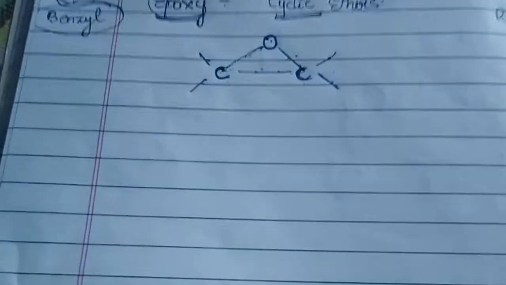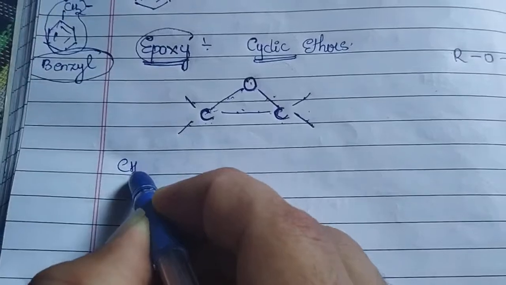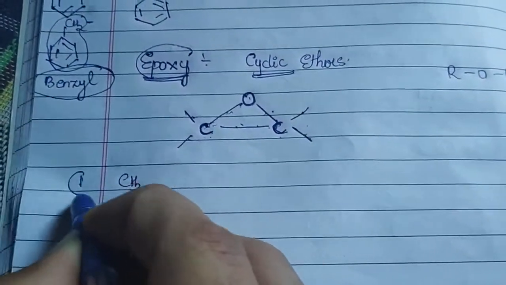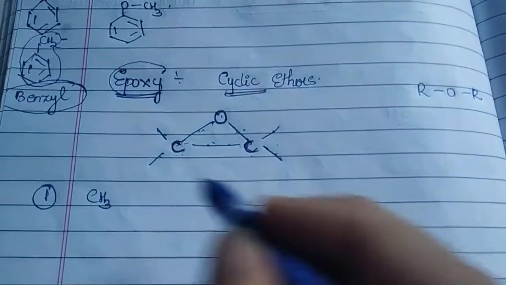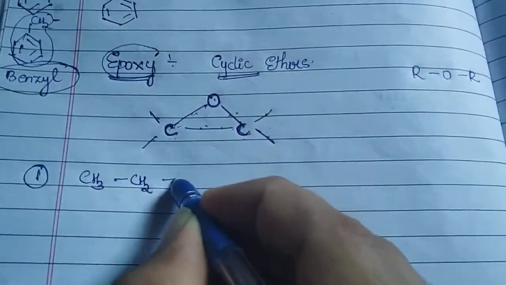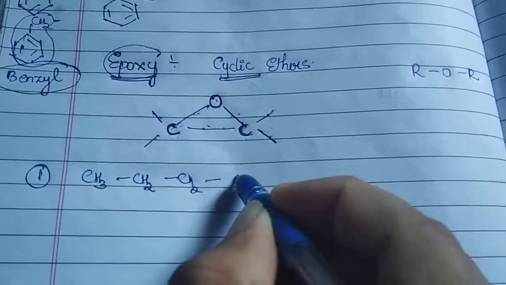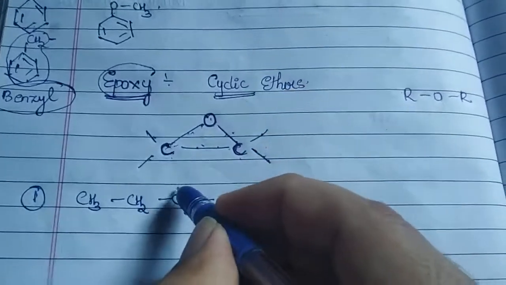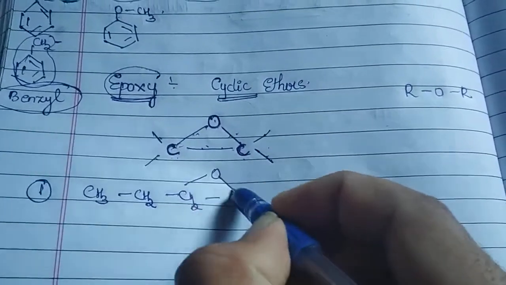So if I give you certain important compounds over here, let us talk about how to name them. CH3, CH2, CH2 and a CH2. So here is now my epoxy group attached.